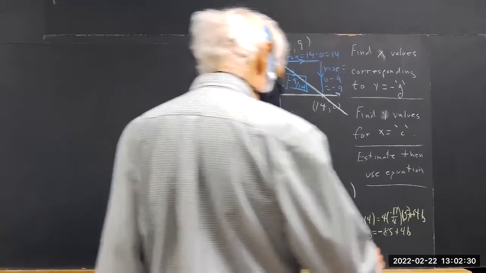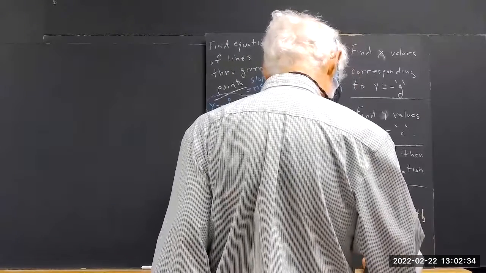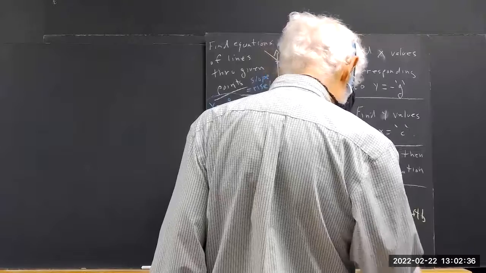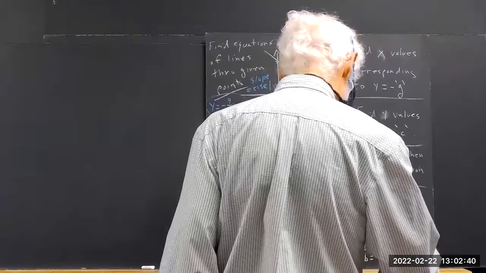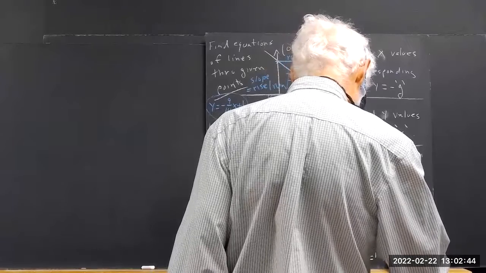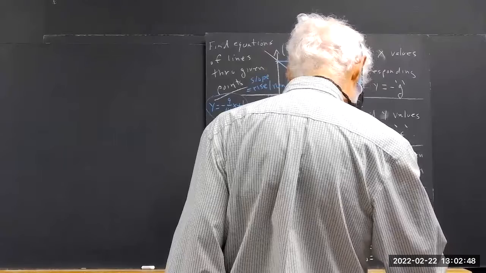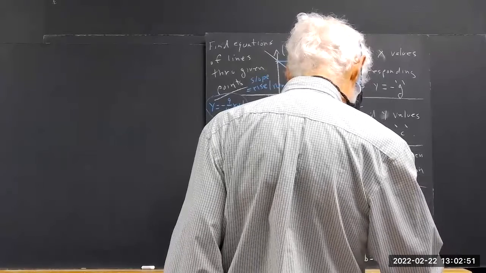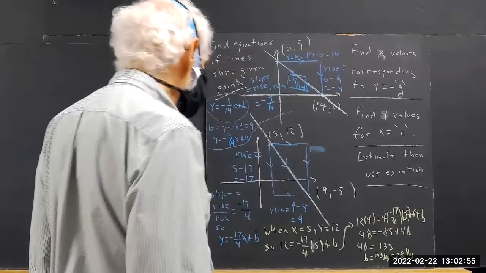It's 133. B equals 133 over 4, which is like 0.8 and a fourth, and I kind of don't believe that.